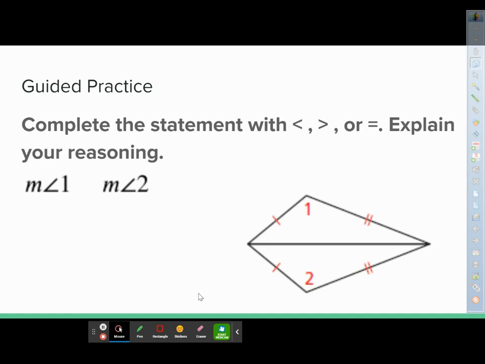Complete this statement with less than, greater than, or equal to, and explain your reasoning. The measure of angle 1 is blank to the measure of angle 2. You're going to either use less than, greater than, or equal to fill in the statement, and you have to explain why. Make sure you explain why.